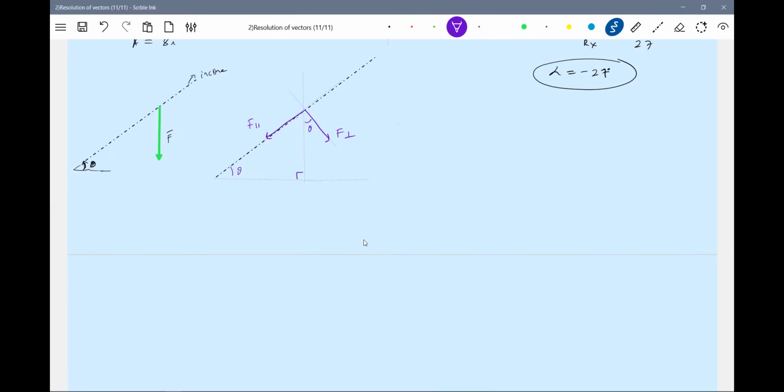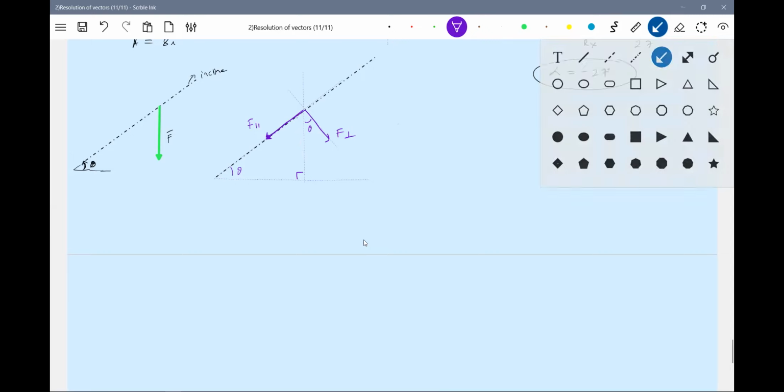So sir, I'm not understanding what you are doing. So what I did, this was the force, no? A component of force I resolved, that is F perpendicular, perpendicular to the incline. There's a force F. A component of this force I resolved, that is along the incline, that is F parallel. I think no problem.